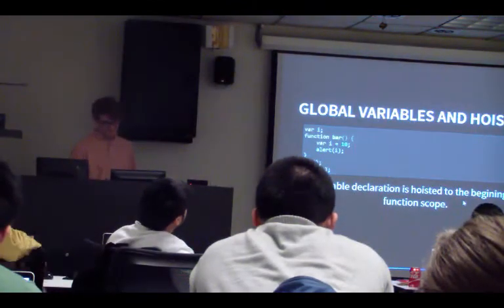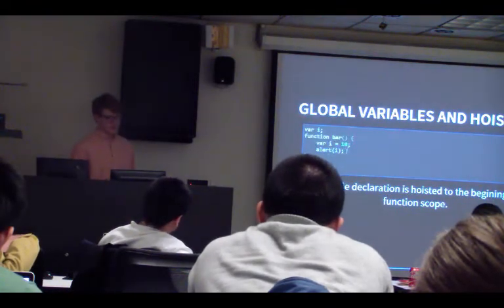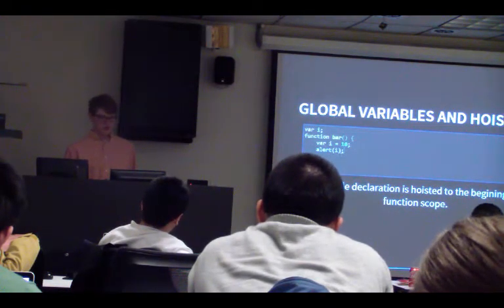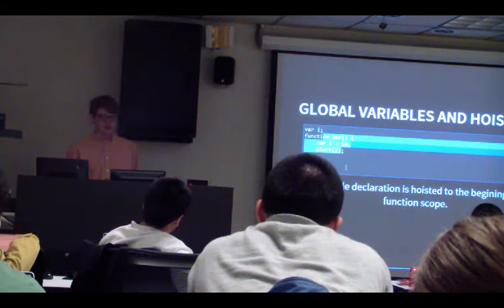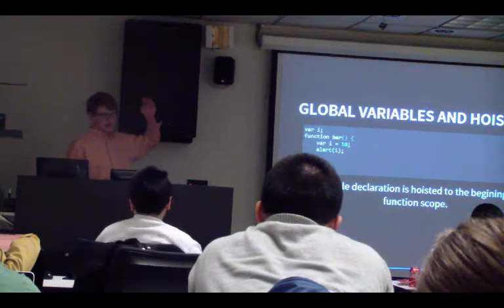So that's one of the first hiccups of JavaScript. Variable declarations are hoisted to the beginning of the function scope. By default, if you don't give it a variable declaration, it's actually hoisted beyond the function scope into the global scope.